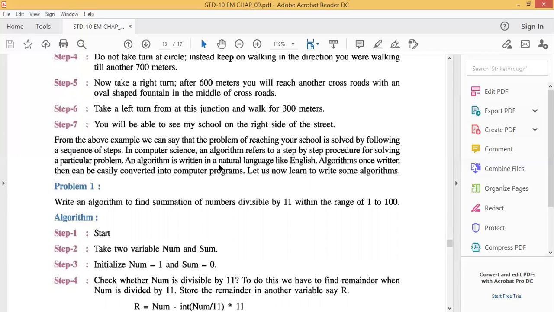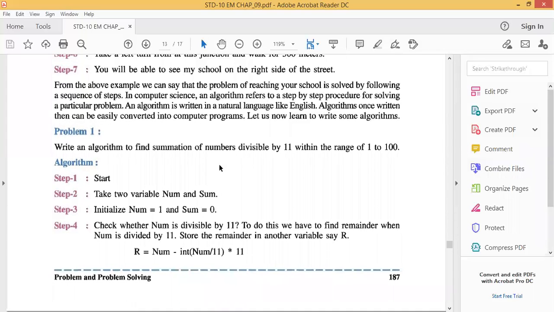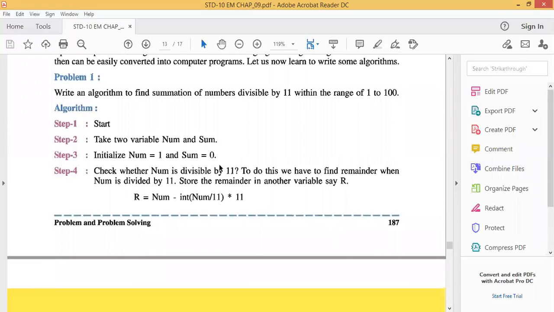See another problem. Write an algorithm to find the summation of numbers divisible by 11 within the range of 1 to 100. Start. Step 1, start. Step 2, take two variables, num and sum. Step 3, initialize num equal to 1 and sum equal to 0. Step 4, check whether num is divisible by 11.